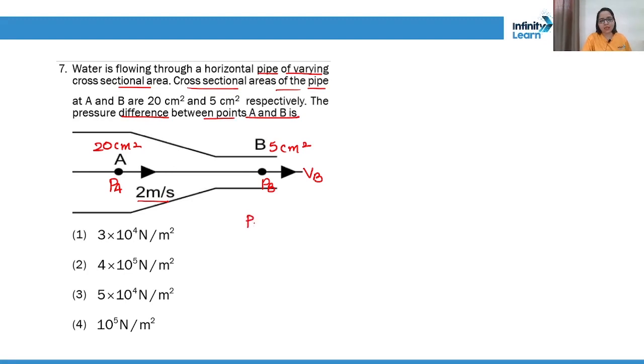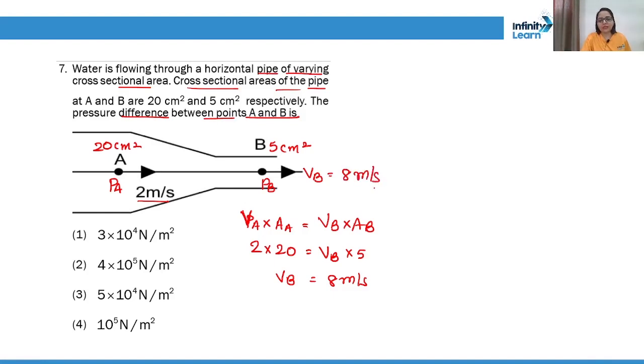So we can apply the equation of continuity to find the velocity at point B. It is VA into area of cross section at A is equal to VB into area of cross section at B. That is, A1 V1 is equal to A2 V2. VA is 2, AA is 20, is equal to VB which is unknown, AB is 5. So VB will be 8 meter per second. At this location, the velocity of water is 8 meter per second. Now we can apply Bernoulli's equation.